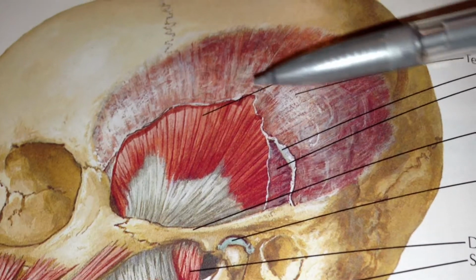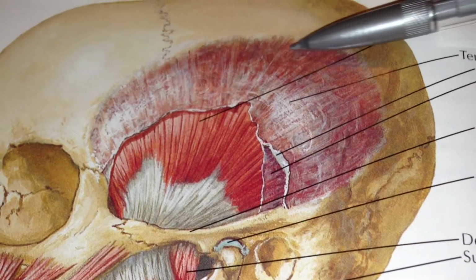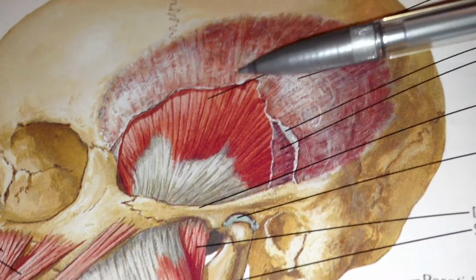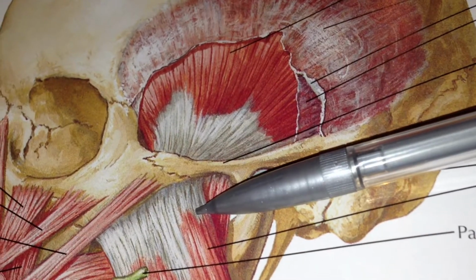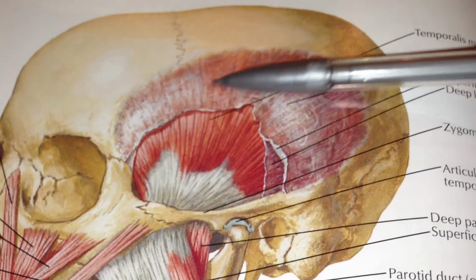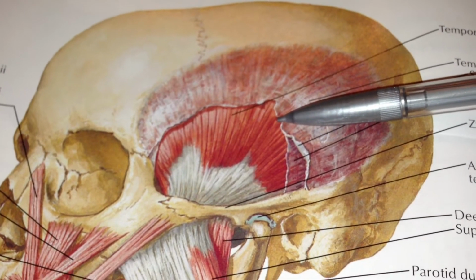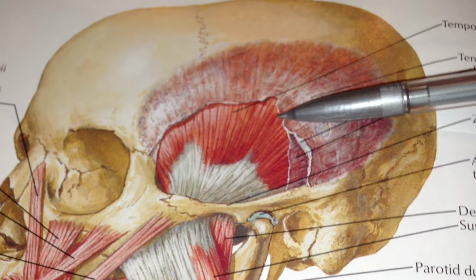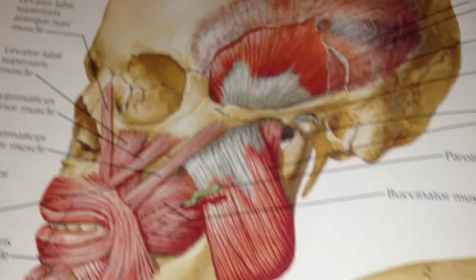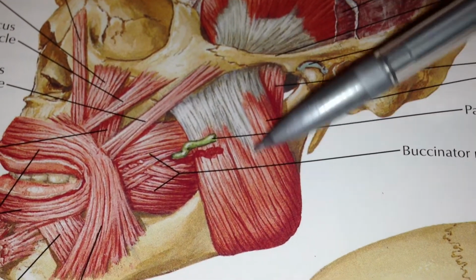Okay. Now, the temporalis muscle is going to originate at the superior temporal line of the parietal bone and will insert onto the coronoid process of the mandible. Okay. And this temporalis muscle will be innervated by the deep temporal nerves of the motor masticatory branch of the mandibular nerve of the trigeminal.